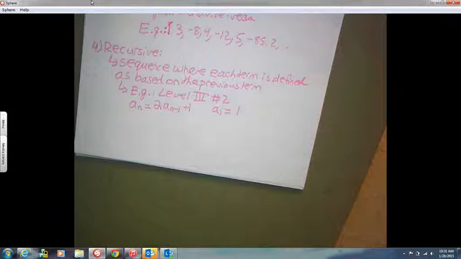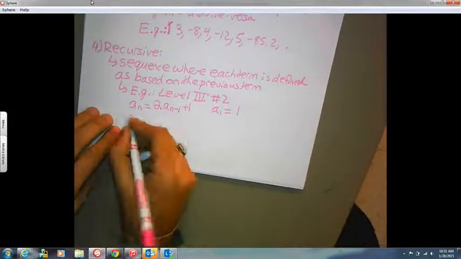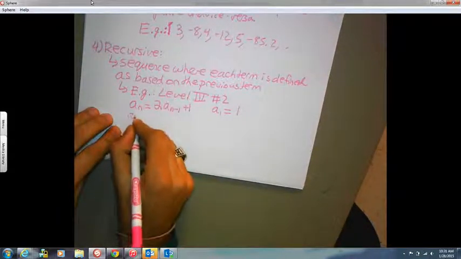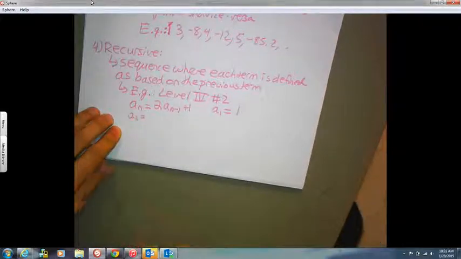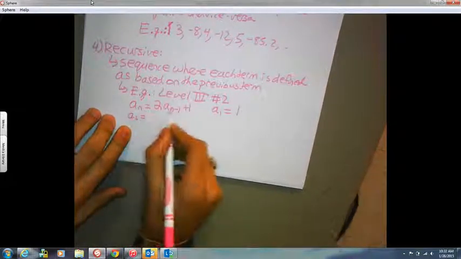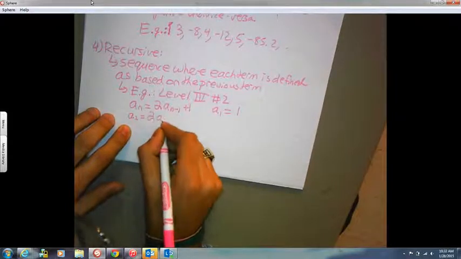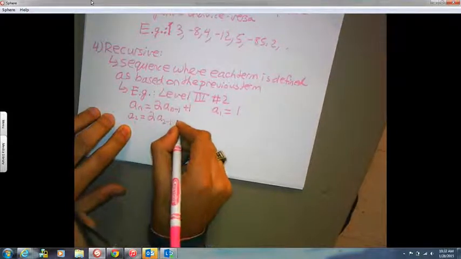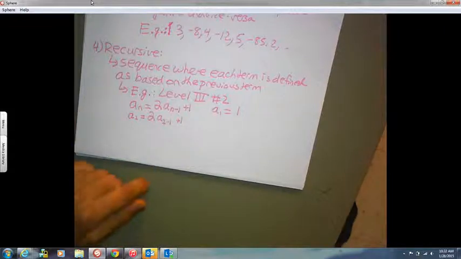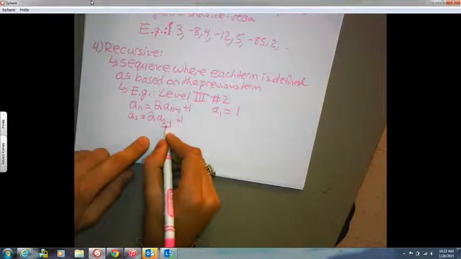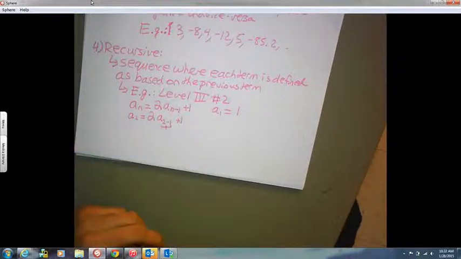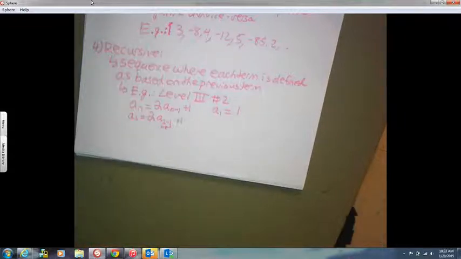So how does this work? If I want to find a2, that is equal to, just plug a 2 in for n. So I have 2 times a(2 minus 1) plus 1. This 2 minus 1 is called a subscript. Subscript means, sub means below, script is right, to write below.